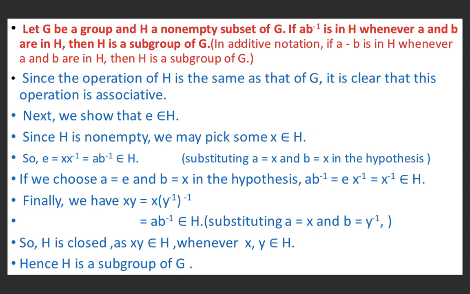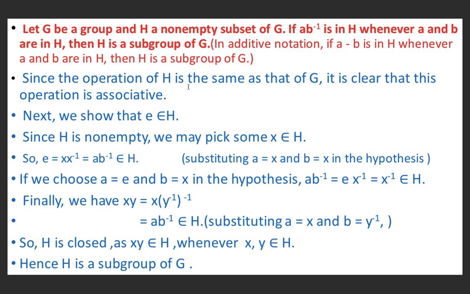If H is a non-empty subset of G, and if ab inverse is in H for a, b in H, then H is a subgroup of G. If the operation is that of addition, then instead of ab inverse we write a minus b is in H whenever a and b are in H, because in case of addition, minus b is the additive inverse of b. And then H is a subgroup of G. Here ab inverse is used according to the group operations.